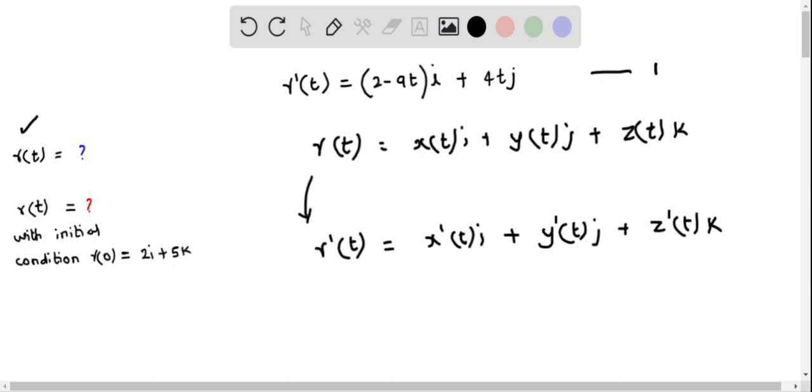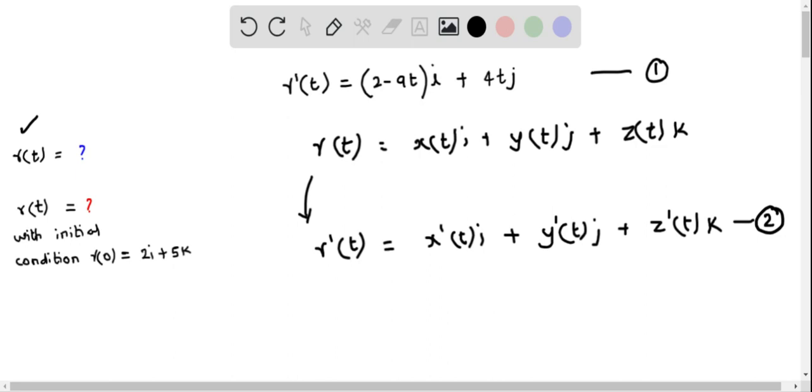Now these two quantities, that is given in equation 1, and if you consider this as equation 2, these two quantities represent the same thing, that is the r prime of t. So which means we can equate the corresponding components and determine the x prime of t, y prime of t and z prime of t.